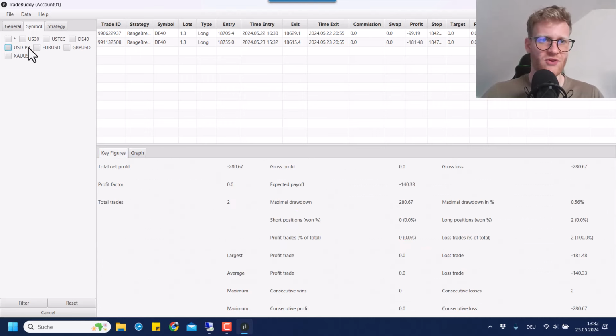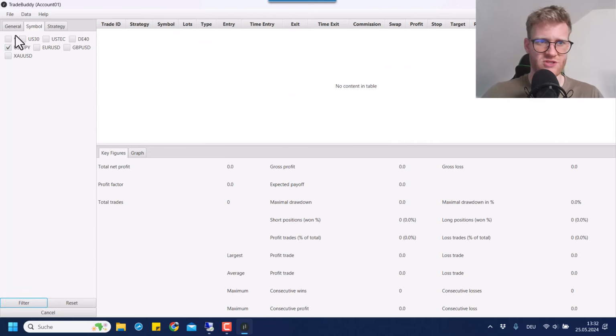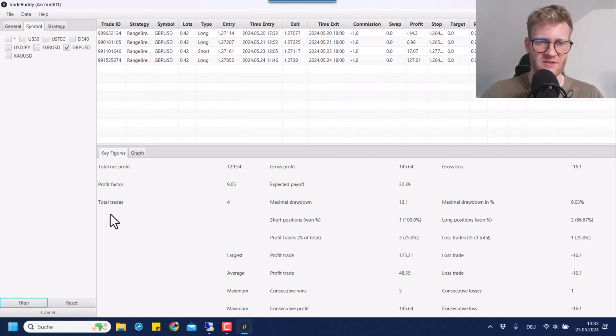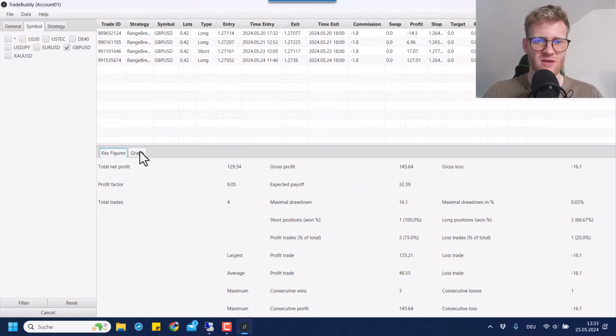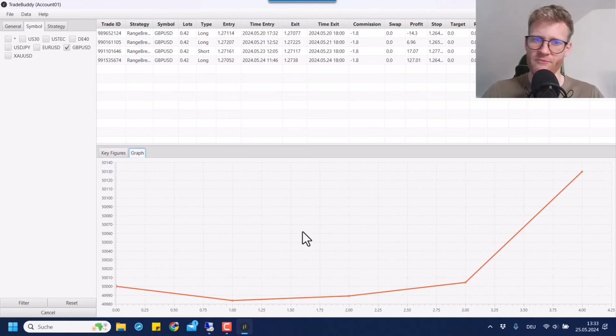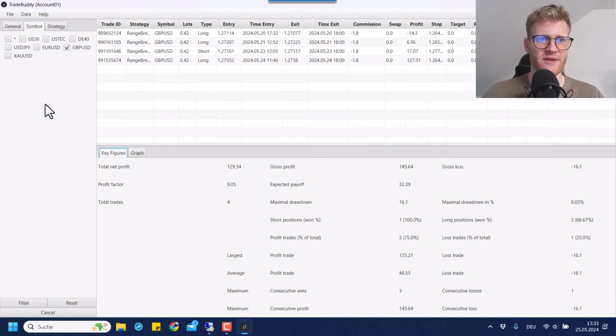And then we have USD Japanese yen. I think there was no trade, correct? Euro US dollar was, I think, also no trade. But GBP US dollar, there were trades, and I think this was the first good profits in GBP US dollar with the range breakout EA for the strategy. Four trades. Three of them were winning trades, one very small loss. So really, really good week here.